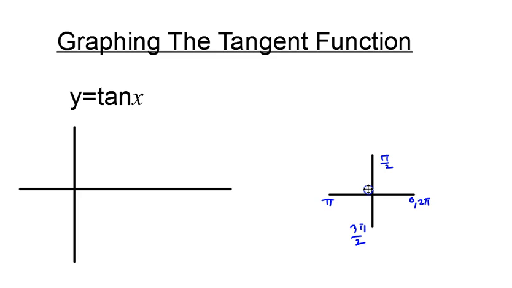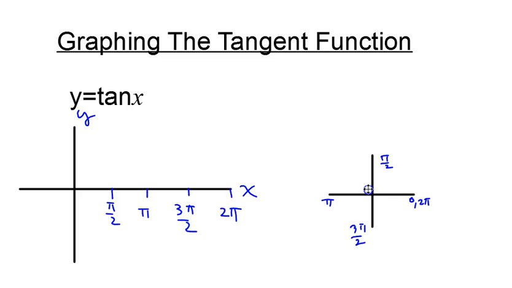Now, on my graph, if I take those quadrantals and place them on a normal xy plane, I would have x here, y here. I would have, again, pi over 2, pi, 3 pi over 2, and 2 pi.